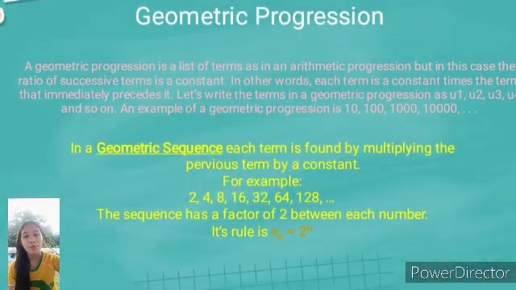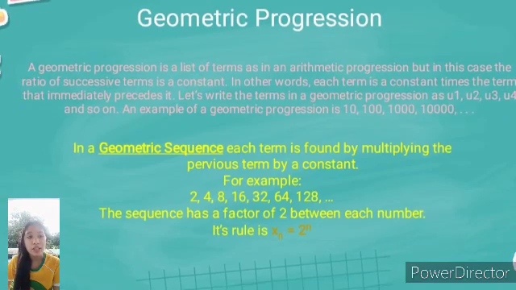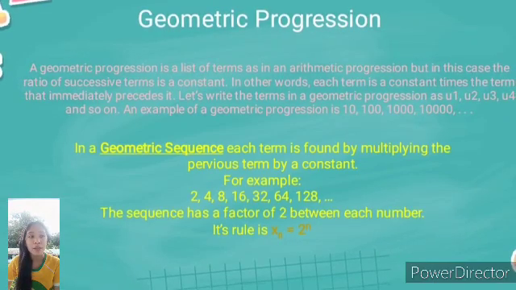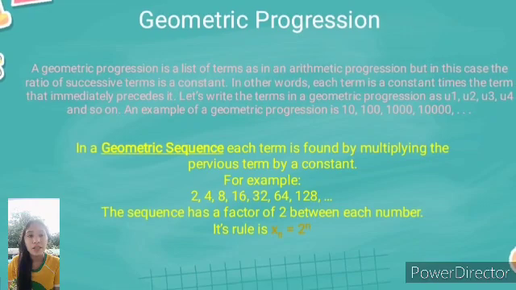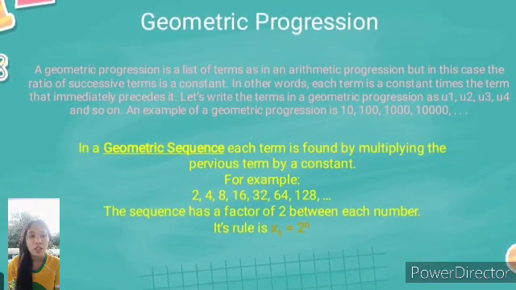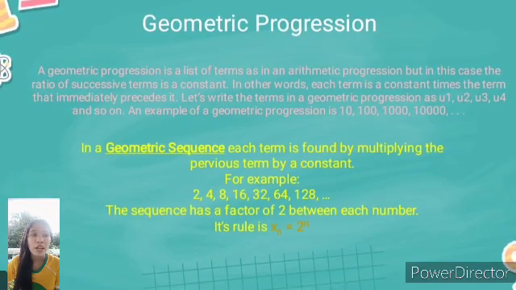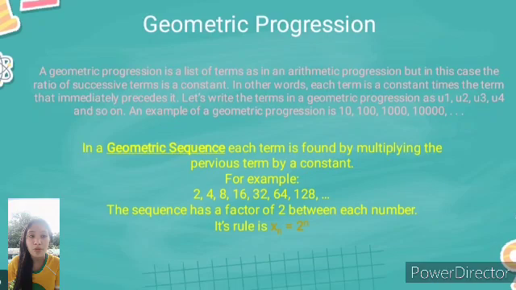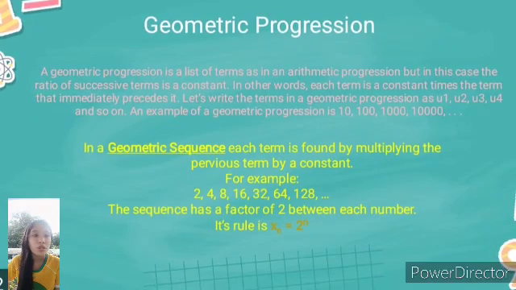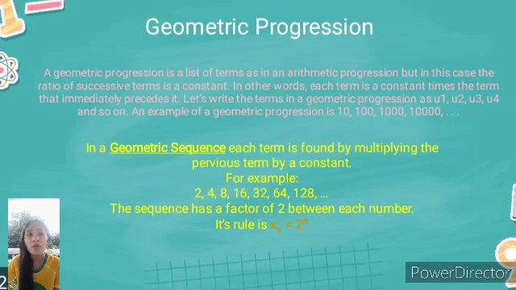The second type of progression is geometric progression. A geometric progression is a list of terms as in arithmetic progression, but in this case, the ratio of successive terms is constant. In other words, each term is a constant times the term that immediately precedes it. Let's write the terms in geometric progression as u subscript 1, u subscript 2, u subscript 3, u subscript 4, and so on.